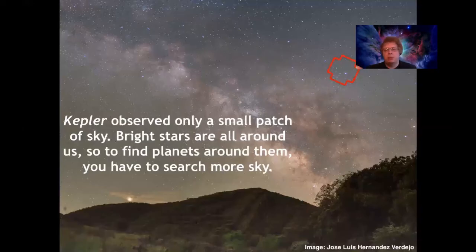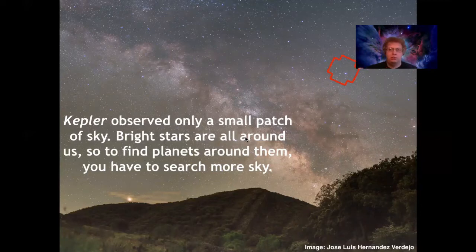So the reason Kepler tended to focus on these faint stars is because it only observed one small patch of the sky. If you want to observe bright stars, they're scattered all around us. So if you want to look for planets around them, you need to look at all of them. You need to find which ones happen to have planetary systems that are lined up just right with our line of sight. So if you want to find planets around bright stars, you need to look at the entire sky instead of just a small patch of sky about this big. This is about the size of what Kepler was able to look at.